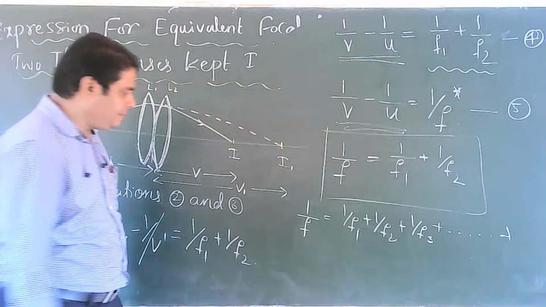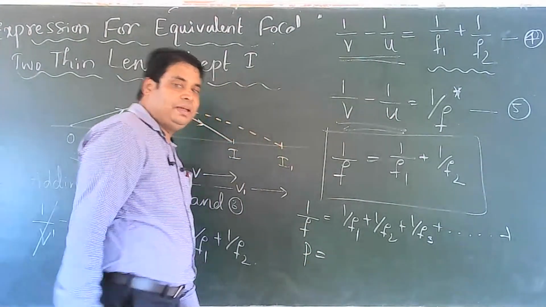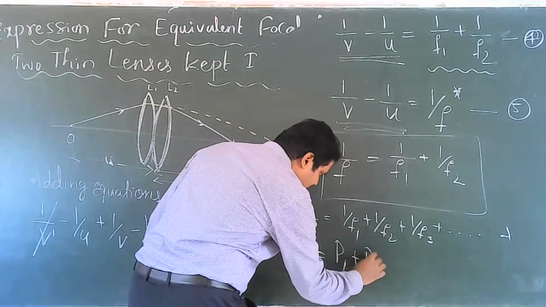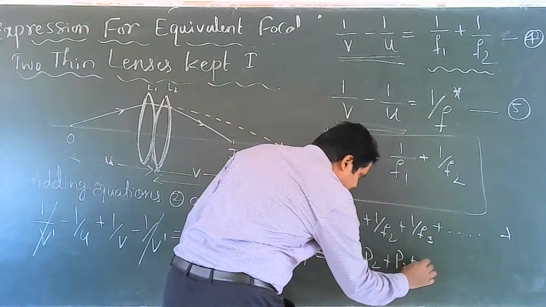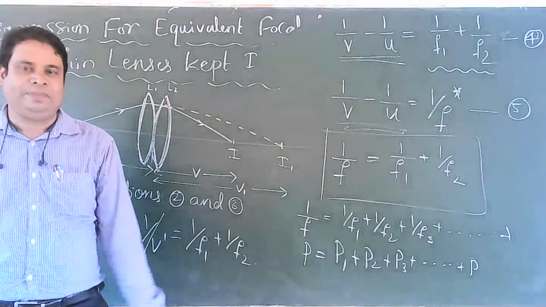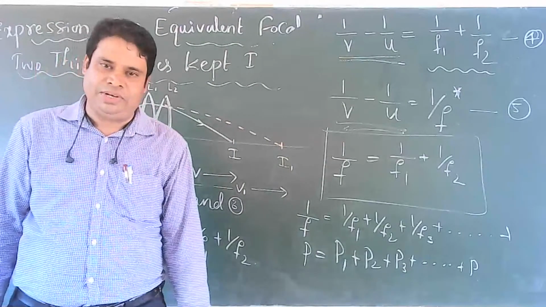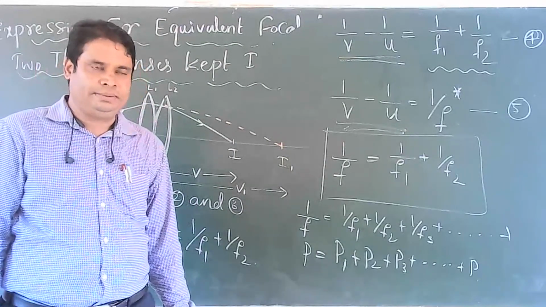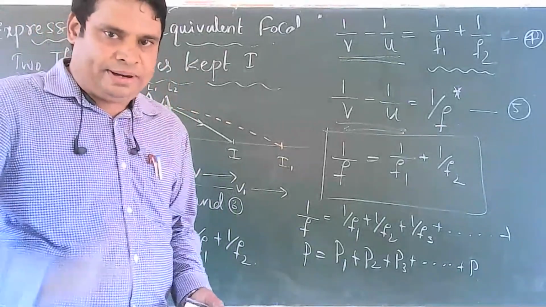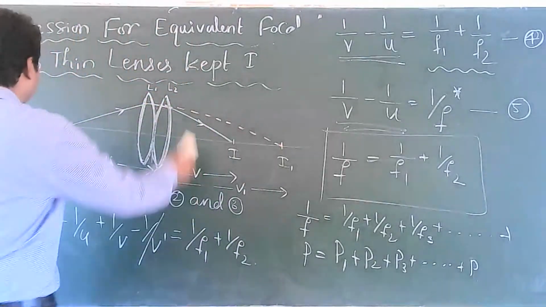Similarly, for problem solving, please remember this 1 by f is nothing but P, the power of a lens. P is equal to P1 plus P2 plus P3 and so on. In terms of power, also we can express. Okay, hope you understood. Very simple equation. Fine? Okay. If you understood this point, without wasting time, let us continue to one more new concept.